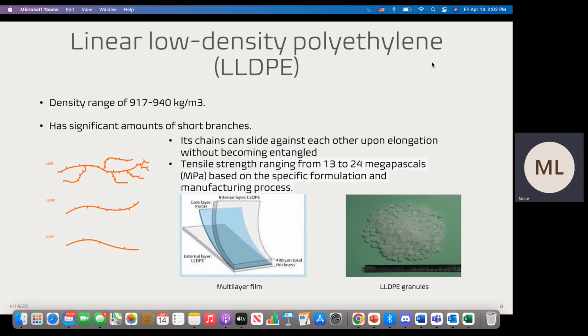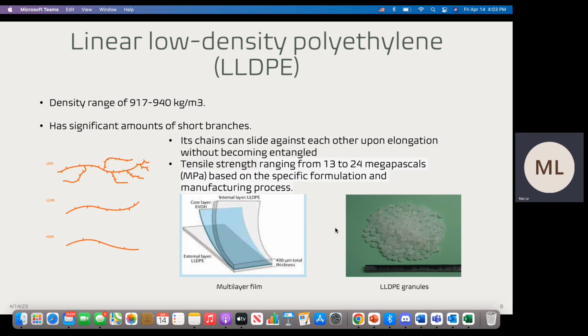The third one, we have linear low-density polyethylene. Its density range is around 917 to 940 kilograms per cubic meter. It has a significant amount of short branches that we can see in the picture right here, compared to LDPE, which has long branches and a lot of branches too, and compared to HDPE, which doesn't have many branches and the branches are very short. The chains can slide into each other upon elongation without becoming entangled. Tensile strength ranges from 13 to 24 megapascal based on the specific formulation and manufacturing process.